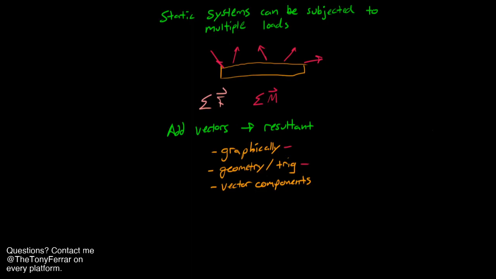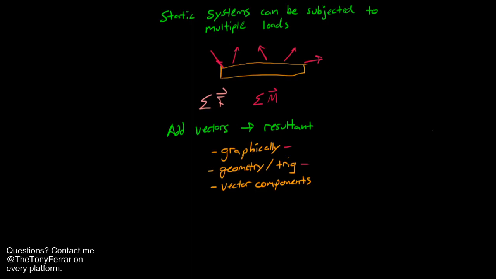Second method would be to use geometry or trig. This has to do with positioning the vectors head to tail, and what we end up with is either a parallelogram or a triangle to solve. And so we use a couple of geometry tools here, such as the sum of internal angles for a triangle being 180 degrees, or for a parallelogram, 360 degrees. We also have the law of sines and the law of cosines at our disposal.